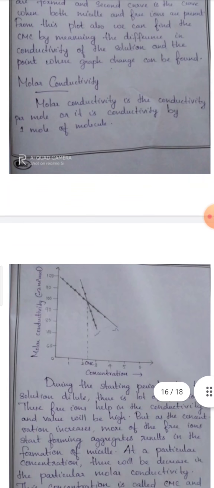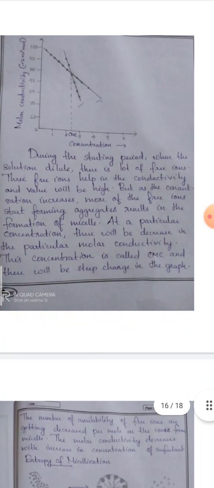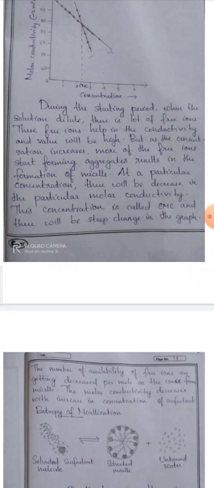Next is molar conductivity. It is the conductivity per mole, or the conductivity due to one mole of the molecule. During the starting period, when the solution is dilute, there are a lot of free ions. These free ions help in the conductivity and the value will be high. But as the concentration increases, more of the free ions start forming aggregates, which results in the formation of micelles. At a particular concentration, there will be a decrease in the molar conductivity. This concentration is called the critical micelle concentration, and there will be a steep change in the graph.